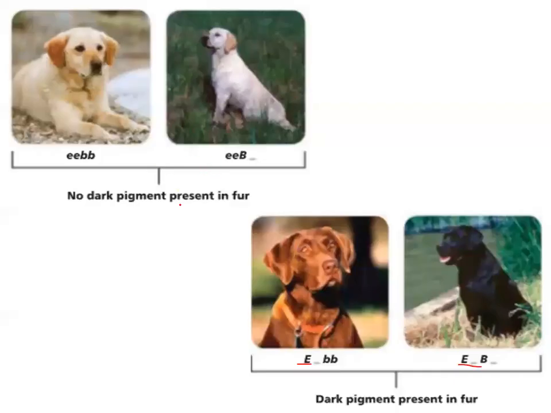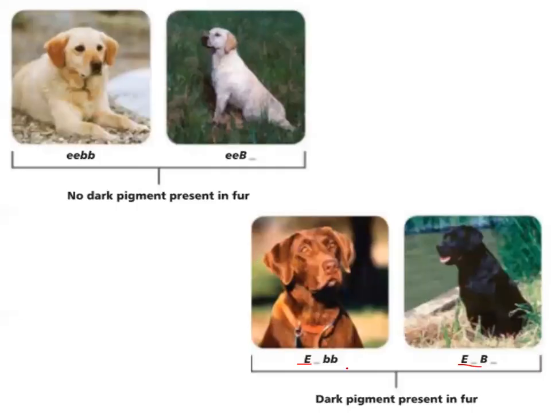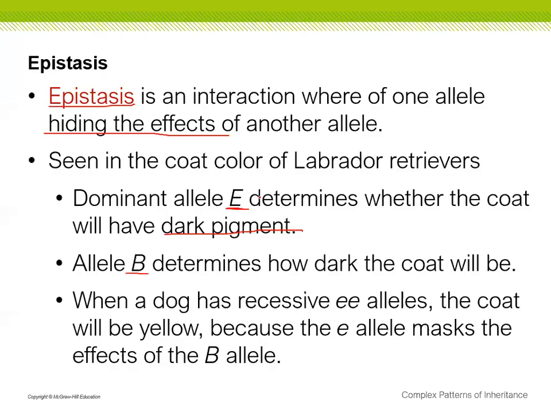So where this comes from is something we call epistasis. This is when one allele hides the effects of another allele. So I'm going to just go back to this picture here. Basically, when we look at these Labradors, if we have the dominant E, this chooses whether the coat is going to be a dark pigment or not. And then the second allele chooses how dark it is. So the E's determine if it's dark, yes or no, and the B's determine the color itself. E determines whether it's dark, B determines how dark.